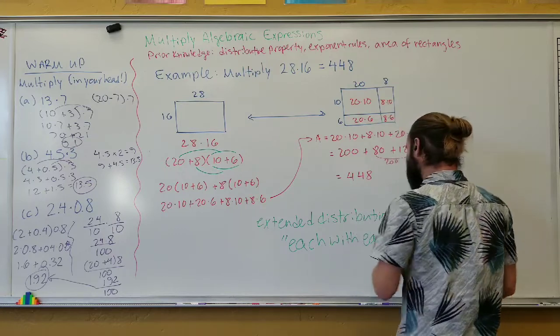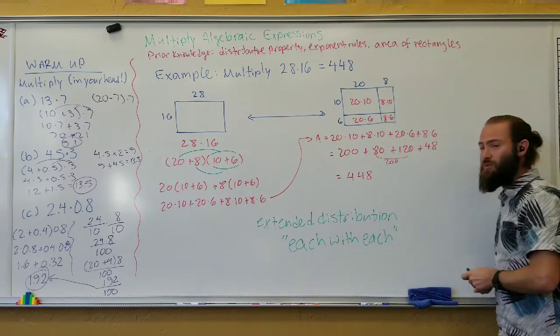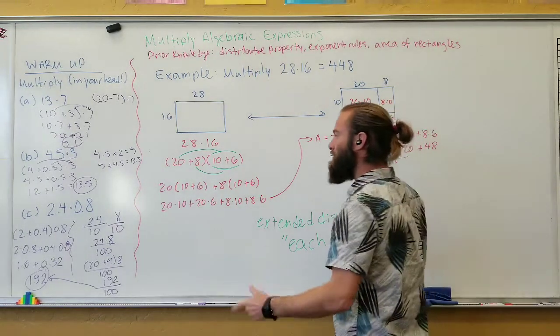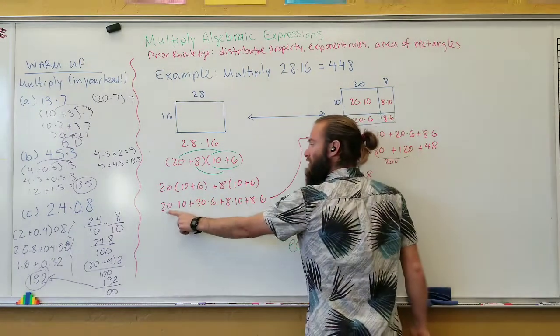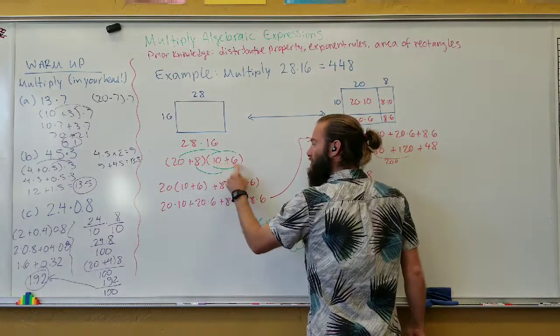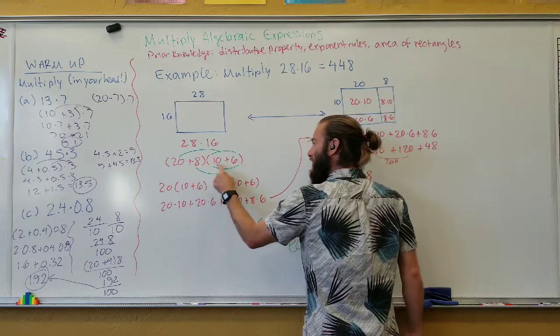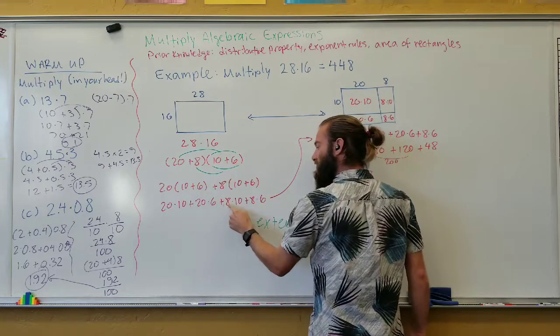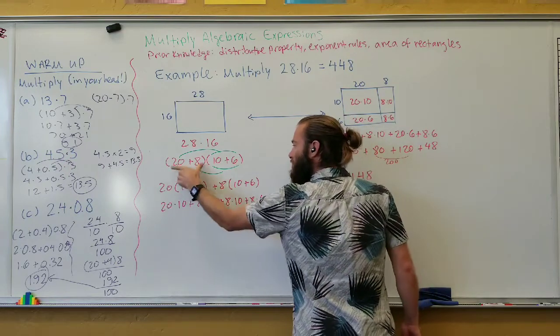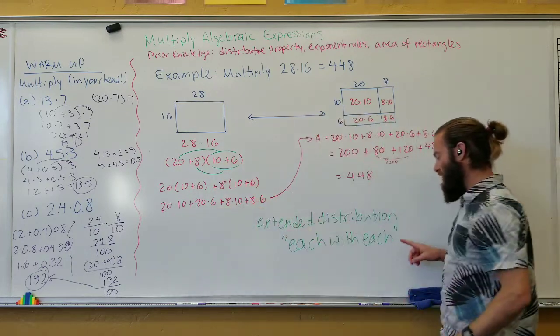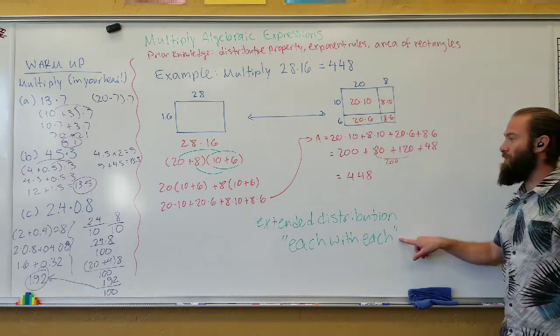When we multiply 2 algebraic expressions together, each with each, what that means is each piece has to end up being matched up with each piece, because look at this. This 20 ended up matched with the 10 and the 6. 20 and 10, 20 and 6. And then this 8 ended up matching with both the 10 and the 6. 8 times 10, 8 times 6. So each piece of this one ended up being multiplied by each piece of this one. That's where we come up with this each with each, okay?